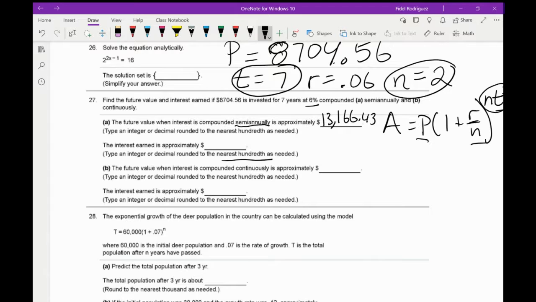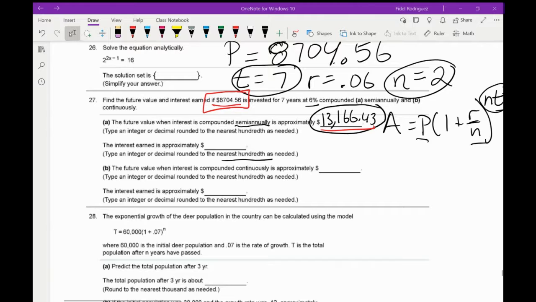13,166.43. Okay, now to keep working with part A, it says, how do I find the interest earned? Well, think about it this way. After 7 years, we end up with $13,166.43, right? How much money did we start off with to begin with? We started off with $8704.56. So the amount of money that we gained is all going to be interest. So if I want to find my interest, I'm just going to take this number here and subtract that number right there, okay? So I'm just going to do that real quick on my calculator.